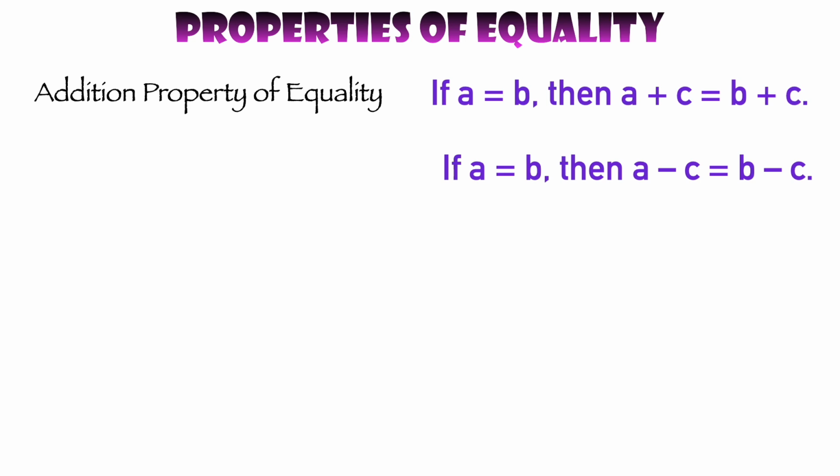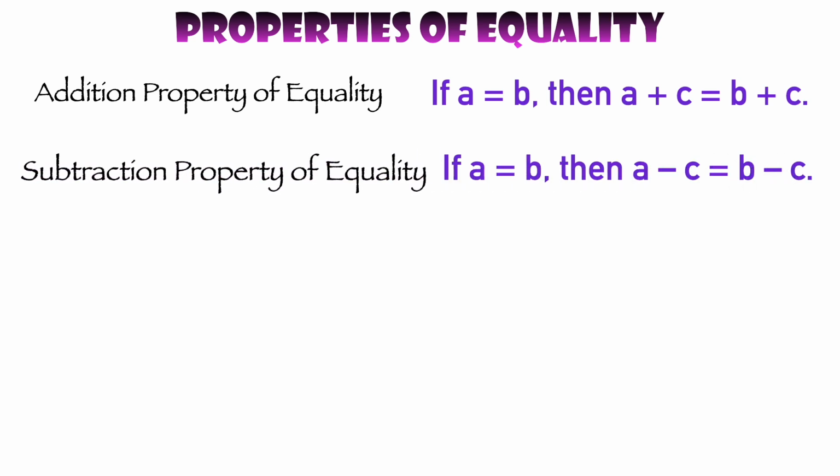Whatever will be subtracted on one side of the equation will also be subtracted to the other side. So if A is equal to B, then A minus C is equal to B minus C. If we will subtract C from the left side, it will also be subtracted on the other side. Kaya A minus C is equal to B minus C. Ang tawag dyan is subtraction property of equality.